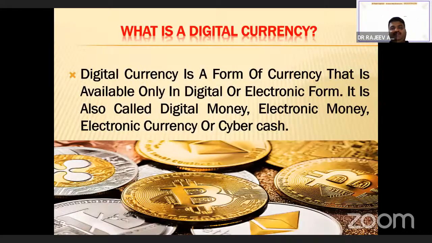Now, what is digital currency? Digital currency is a form of currency that is available only in digital or electronic form. Just as we carry cash in our wallet, there is a digital wallet, and in that wallet, this currency is available. This is what is called digital money, electronic currency, or cyber cash. Everyone has a different name, so you can call them anything.